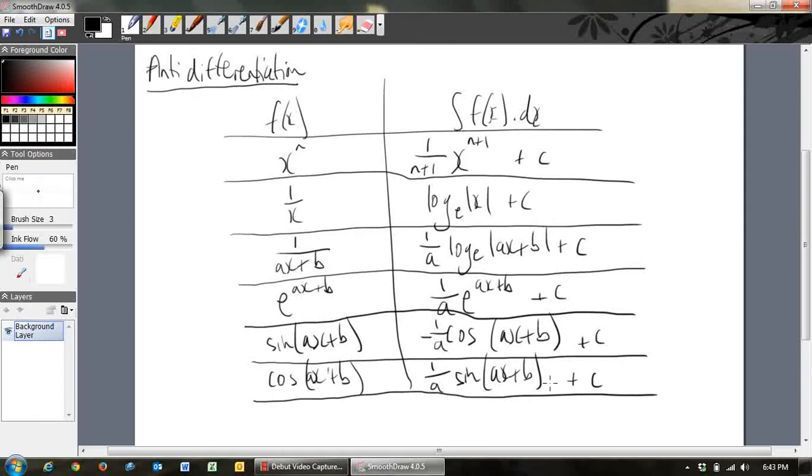One more: when you've got something linear raised to a power, ax plus b to the power n, the power increases by 1, you divide by that new power, but you also need to divide by a as well. So there's your list of rules.